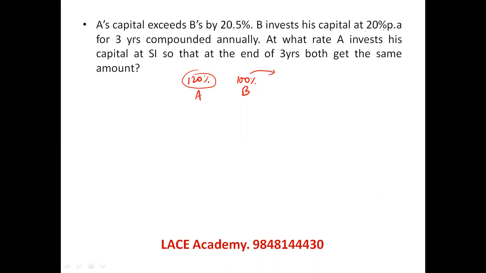100 when invested at 20% for 3 years compounded annually, he'll get 172.8, because this is nothing but 100 into 12 by 10 into 12 by 10 into 12 by 10, which is 12 cube. Now this 120 also has to go up to 172.8. Now we have to see how much percentage increase is needed. 172.8 should be becoming finally from 120.